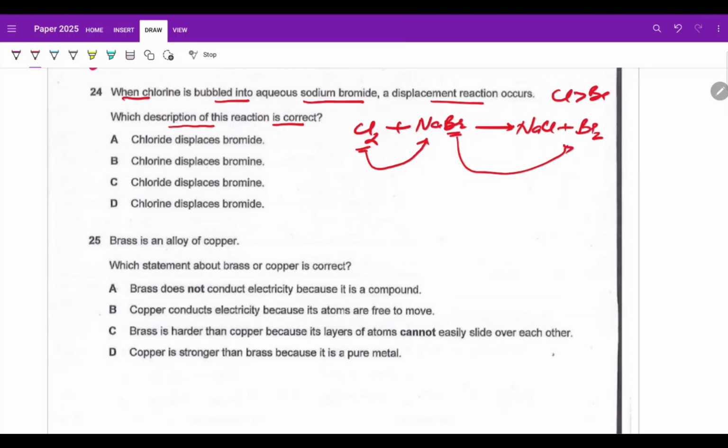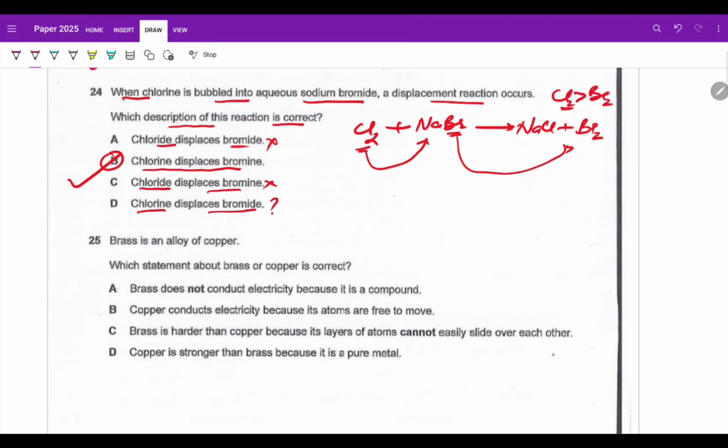In the language we write, since chlorine is more reactive than bromine, it displaces bromine from its salt solution. Chloride displaces bromide, no. Chlorine displaces bromine, this could be the most appropriate. Chloride displaces bromine, no. Chlorine displaces bromide, this could also be an answer, but the language which is correct is chlorine displaces bromine, therefore B will be the appropriate answer.